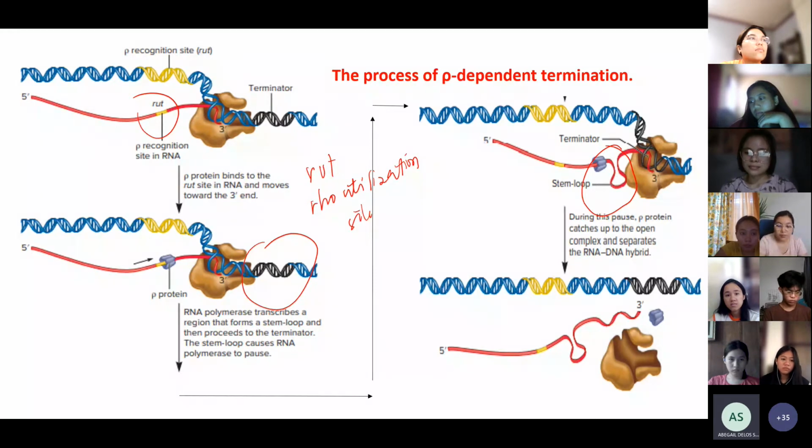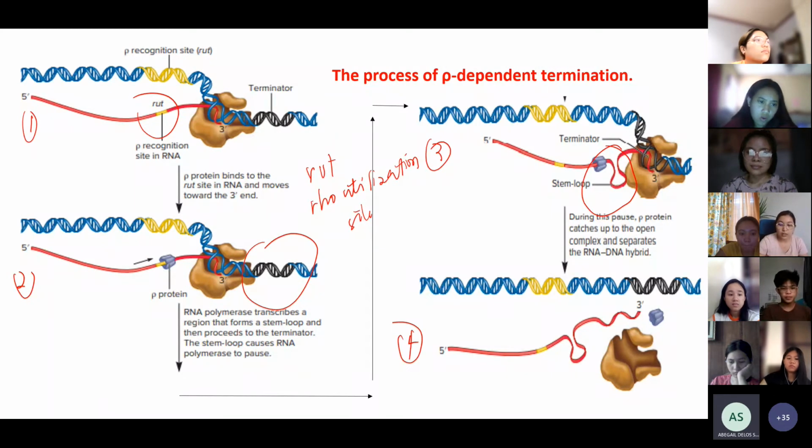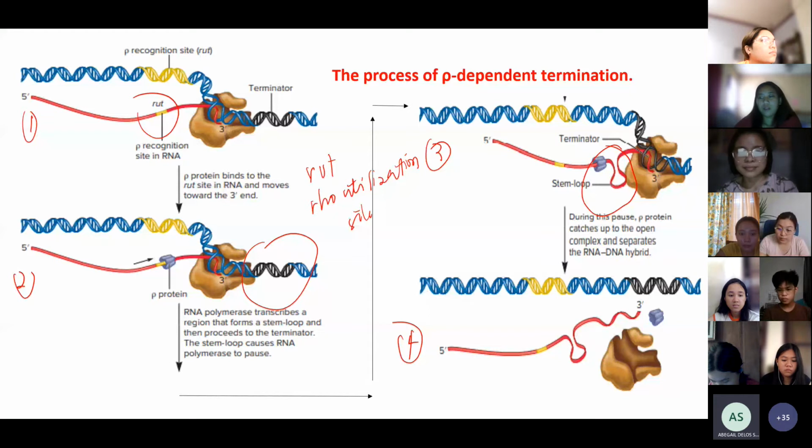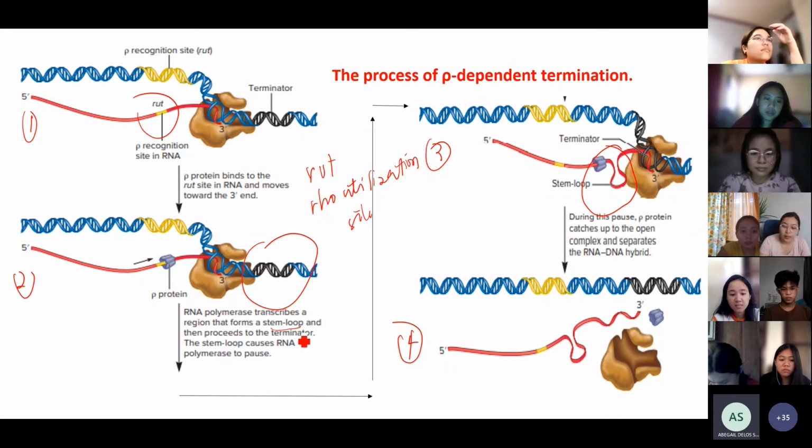So here, there are many steps, guys: 1, 2, 3, and 4. You have your rho recognition site, which is the rut site. Your rho protein would bind to the rut site and move towards the 3' end. So you have your rho protein that would follow the transcription, the stem loop is created, and then it proceeds to the terminator.